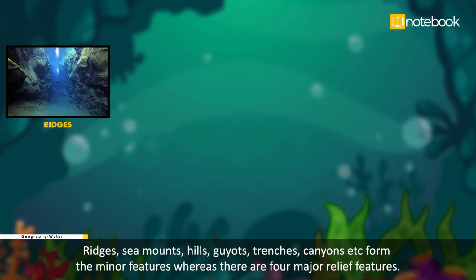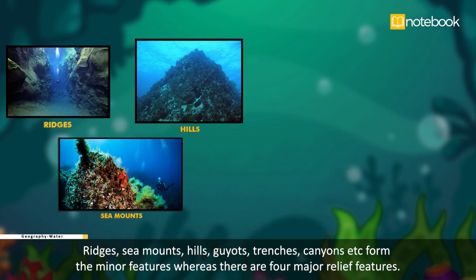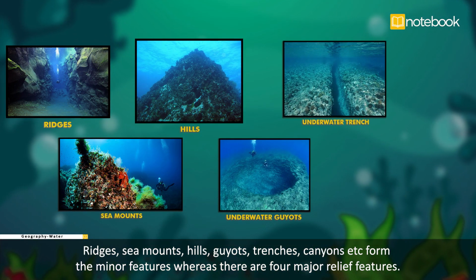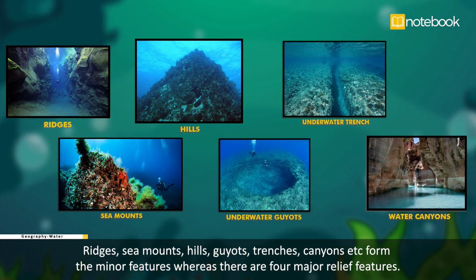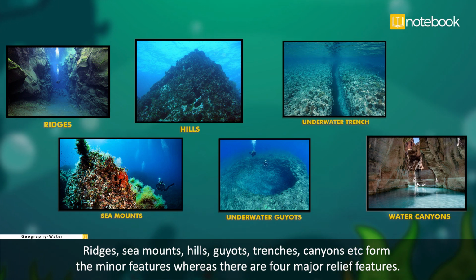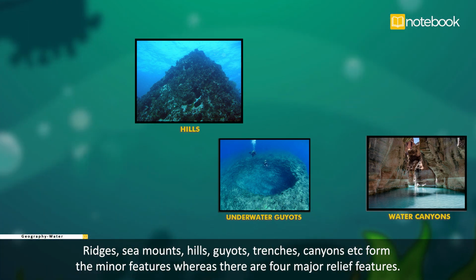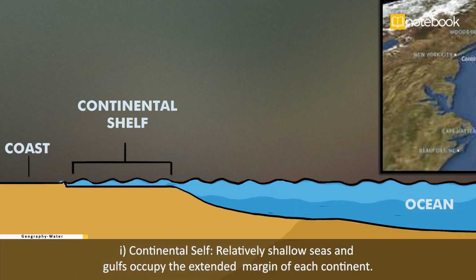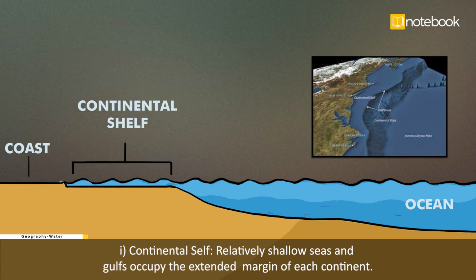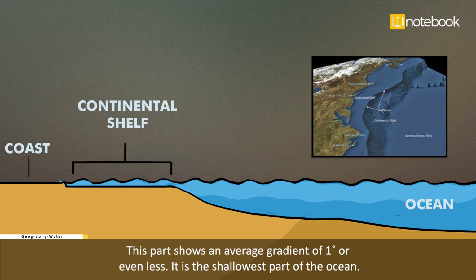Ridges, seamounts, hills, guyots, trenches, canyons, etc. form the minor features, whereas there are 4 major relief features. Continental shelf. Relatively shallow seas and gulfs occupy the extended margin of each continent. This part shows an average gradient of 1 degree or even less. It is the shallowest part of the ocean.